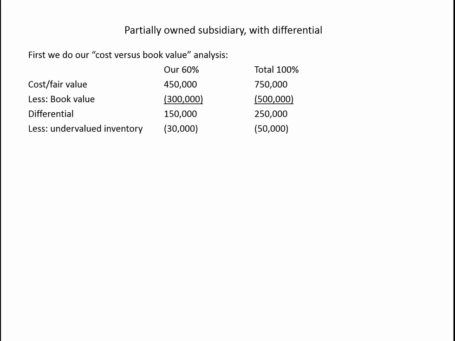And again, why does this differential exist? Why do we pay more than book value? Well, part of the reason was there was undervalued inventory. Inventory is undervalued by $50,000, and again, that's the total. So our share of that undervalued inventory is $30,000. Similarly, they have some undervalued property, plant, and equipment, which is undervalued by $100,000. And again, what that means is their property, plant, and equipment is worth more than book value, therefore the company is worth more than book value. We're explaining away part of that differential, that's why we subtract it. And again, if the total property, plant, and equipment differential is $100,000, our share of that is $60,000. Whatever's left must be goodwill. So $100,000 total goodwill, $60,000 for our share.